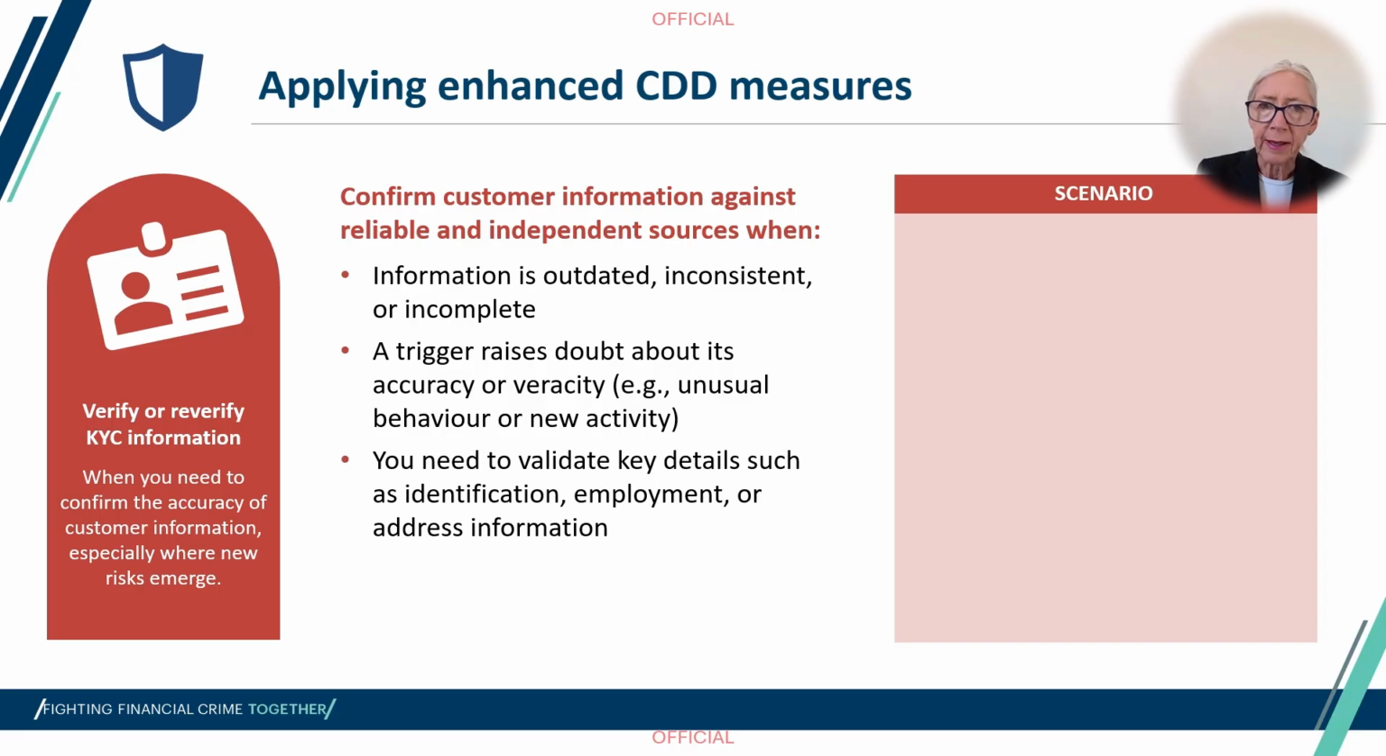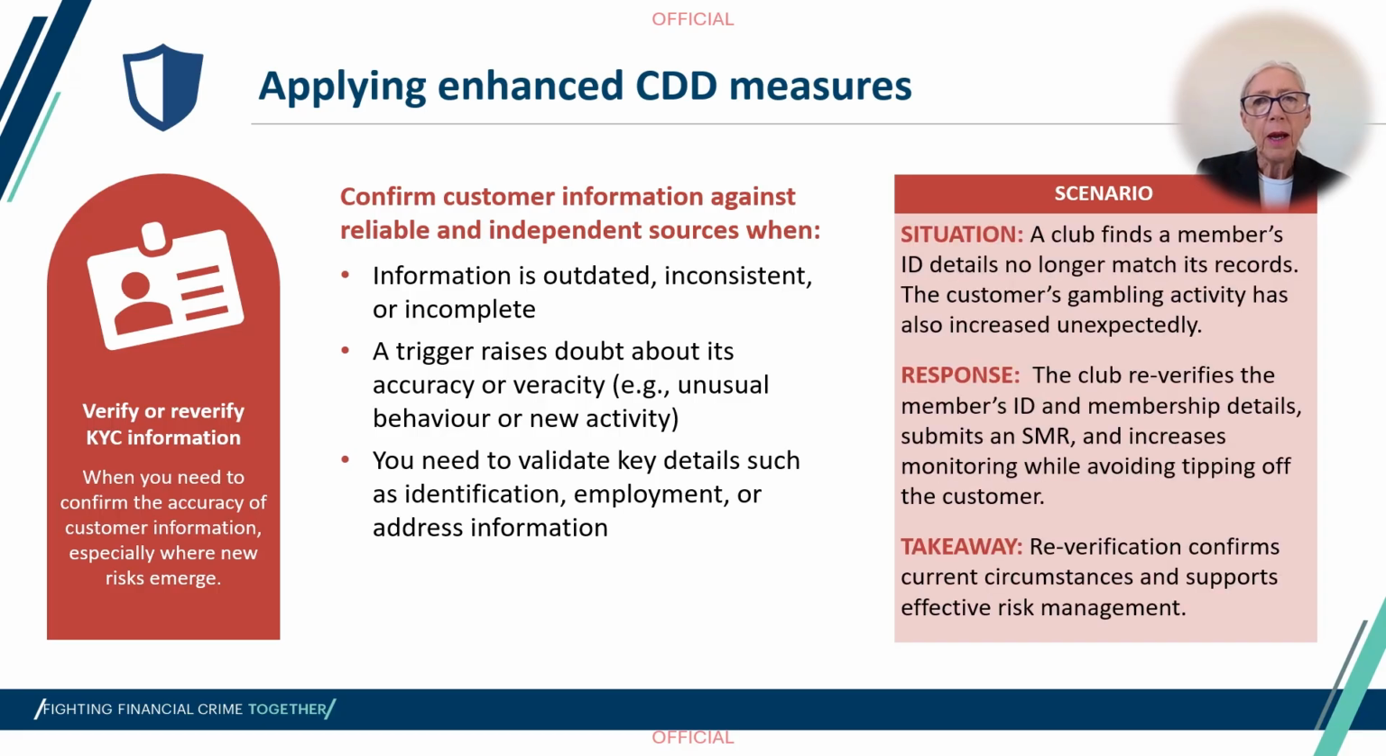So let's look at an example. A licensed club has a long-standing member whose identification details no longer match with records already on file. The customer has also suddenly increased the number of times they use the electronic gambling machines at the venue. This is unusual because they have previously been diligent with updating the club about any changes in their circumstances and regular in their visits to the club.